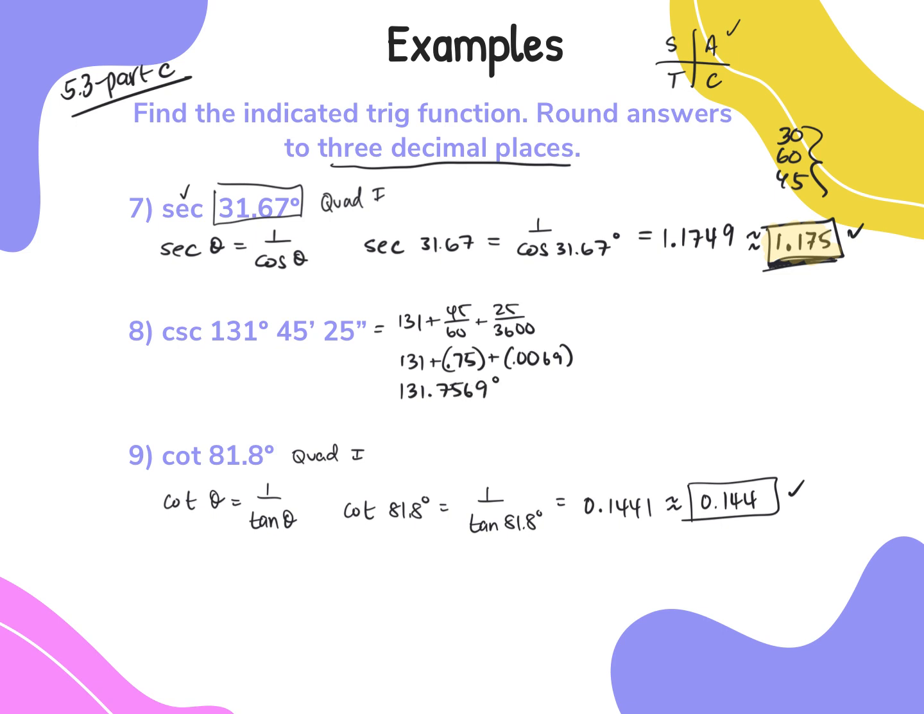Nothing wrong with that. So now I'm going to look for the cosecant of 131.7569 degrees. Now, I know that the cosecant of theta is equal to 1 over the sine of theta. So that means the cosecant of 131.7569 degrees is equal to 1 over the sine of that number.